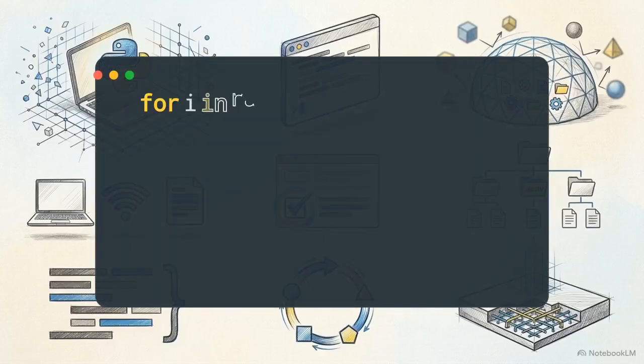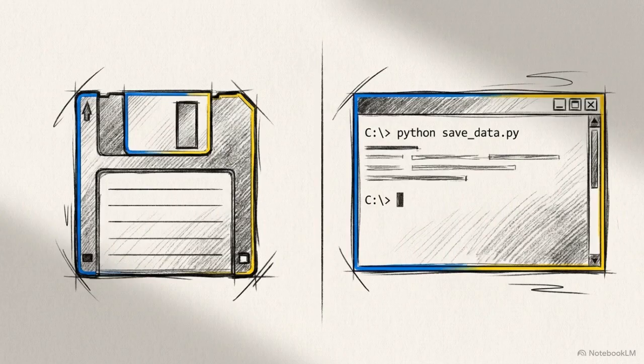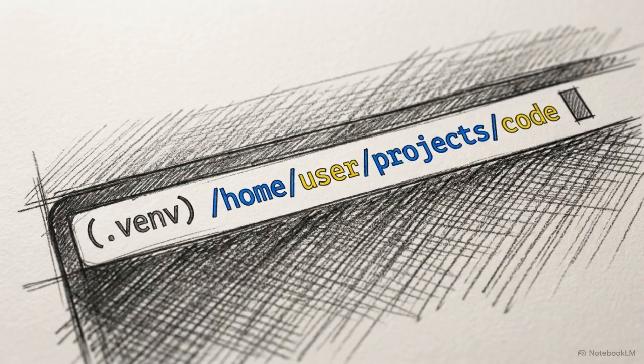Look at this code structure. When you hit Enter after the colon, Python requires you to use spatial indentation, specifically 4 spaces, for the next line. This physical alignment dictates exactly where the loop block begins and ends. Inside that indented block, type print i. Save the file. Step 4, return to your terminal and make sure you are still located inside your project directory.